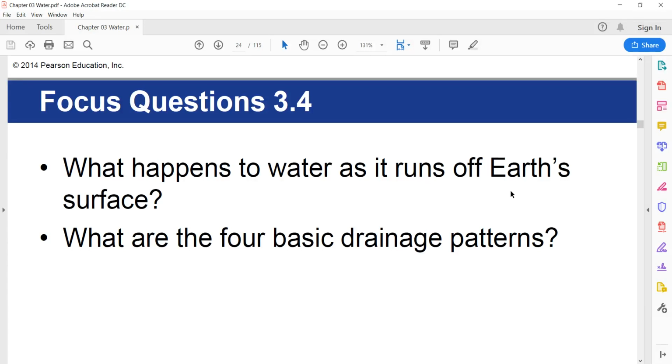Welcome back to the class. Now we will talk about what happens with the water after a rainfall event, how it flows on the ground, and what kind of geological feature it leaves behind as it flows on the ground. We will look at the term drainage basin and different kinds of drainage patterns.